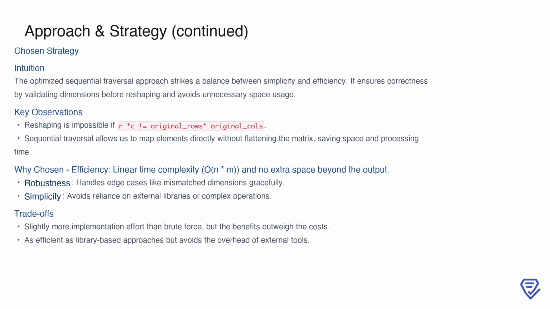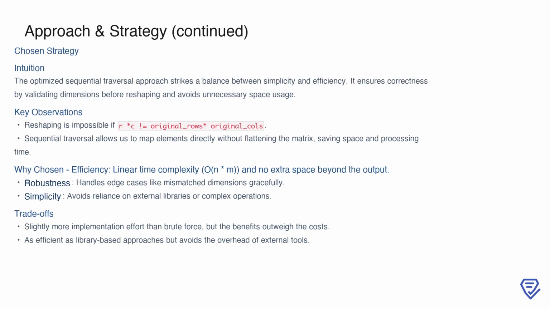The strategy we've chosen to focus on is the optimized sequential traversal method, as it offers the best balance between simplicity and efficiency. The key idea is to ensure correctness by first validating that the reshaping dimensions are feasible, which is done by checking if r*c equals the total number of elements in the original matrix. Once validated, the sequential traversal allows us to map elements directly without the need to first flatten the matrix, which saves both space and processing time.